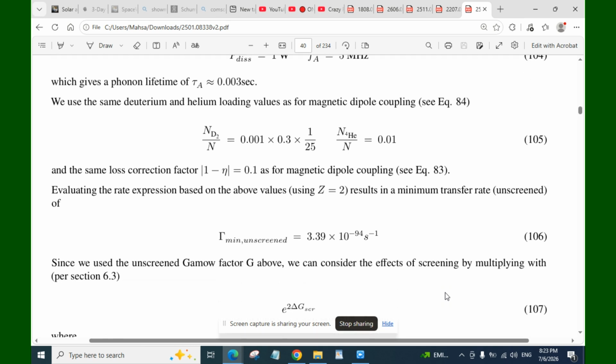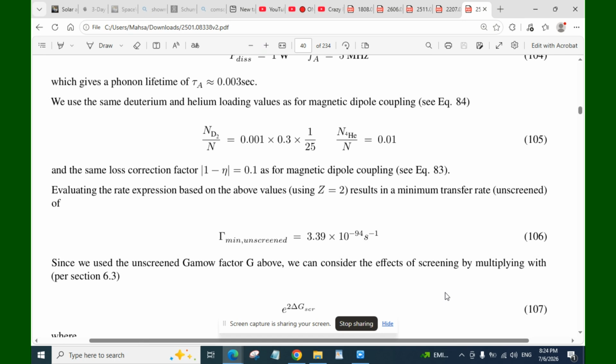See equations 84. n deuterium divided by n is equal to 0.001 multiplied by 0.3 multiplied by 1 divided by 25, and helium 4 divided by n is equal to 0.01, and the same loose correction factor absolute 1 minus n is equal to 0.1 as for magnetic dipole coupling. See equations 83. Evaluating the rate expressions based on the above values using z to the is equal to 2 results in a minimum transfer rate on screen. Tau minimum on screen is equal to 3.39 multiplied by 10 to the power of minus 94 1 per second.